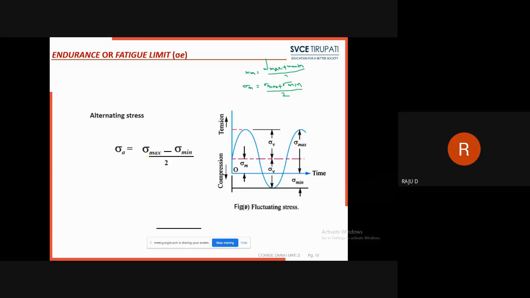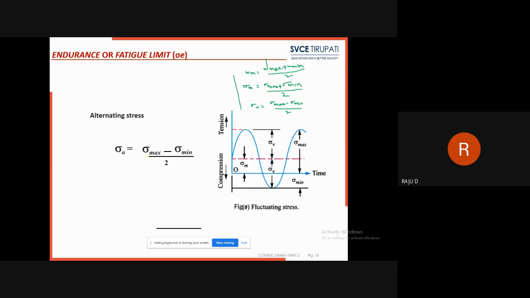Okay. So next, if you want to calculate the variable stress, that is sigma V, what is it equal to? It is a summation of two respective loading conditions: sigma maximum minus sigma minimum by 2. This is the way you first calculate the mean value and the variable value of the respective terms. Right.